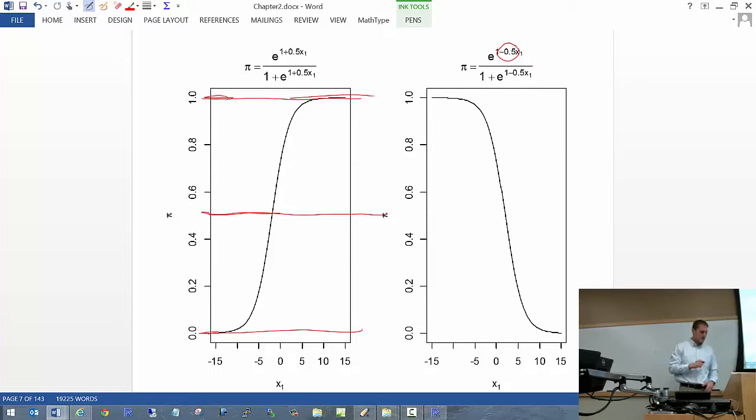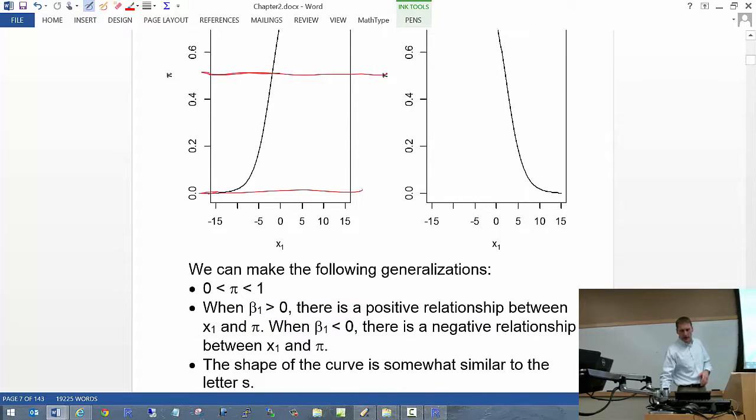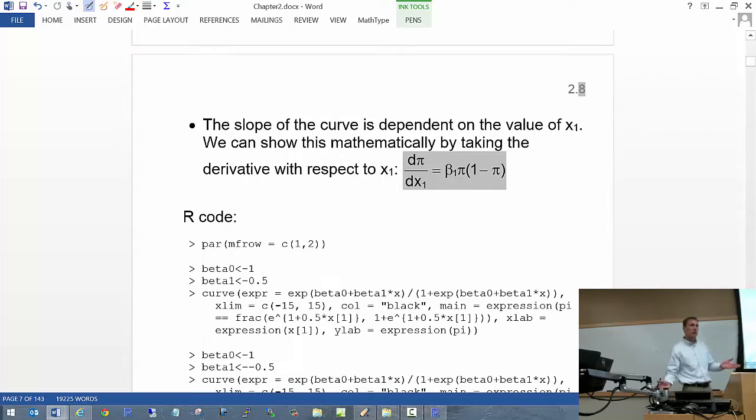Okay? Any questions about what this looks like? On page 2.8, I even put what the slope of the line is. You can use some simple derivative, using calculus, and find it.